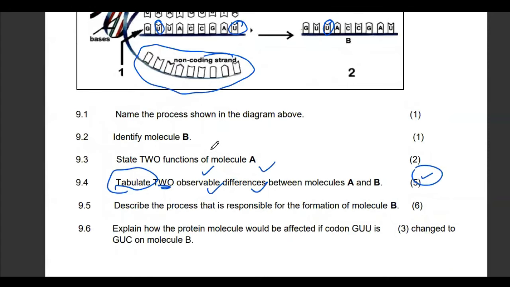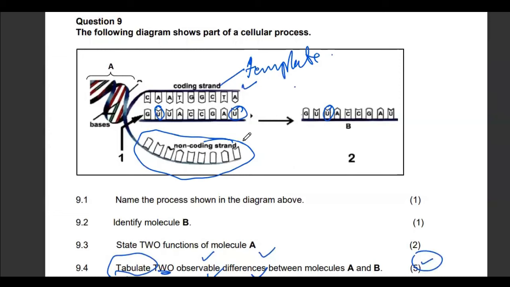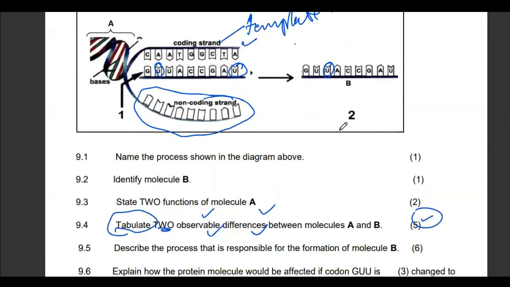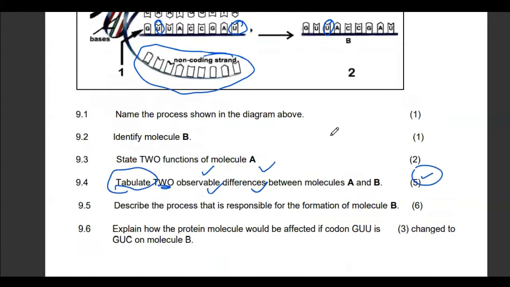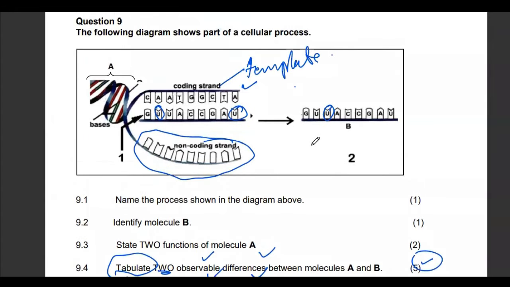They are saying describe the process responsible for formation of B. B is messenger RNA. So how do you describe it? Talk about the DNA double helix unwinding, the weak hydrogen bonds breaking, which is the same as saying unzip. So you get 1 mark there. To form 2 separate strands, the word separate must be there. Only 1 is acting as a template.